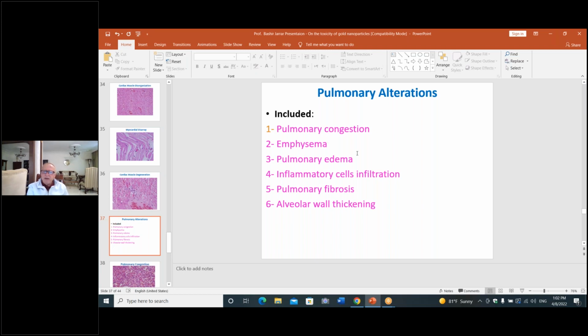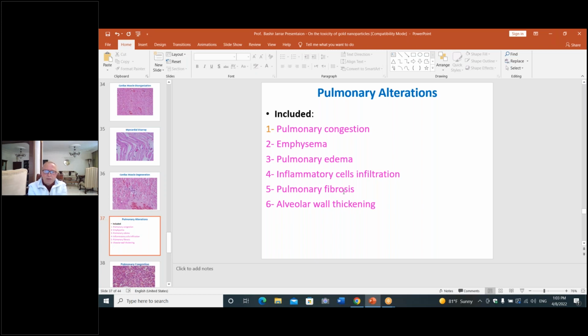Edema means the entrance of water, the accumulation of water in the cells, and of course everywhere in the body. If this happens, this will affect the function of the organs. We have also pulmonary inflammatory cell infiltration, and we have pulmonary fibrosis. Fibrosis: the cells of the lungs that perform the functions of respiration, taking the oxygen and letting carbon dioxide go out, became fibrized. By then it means that they lost their job for the gas exchange.